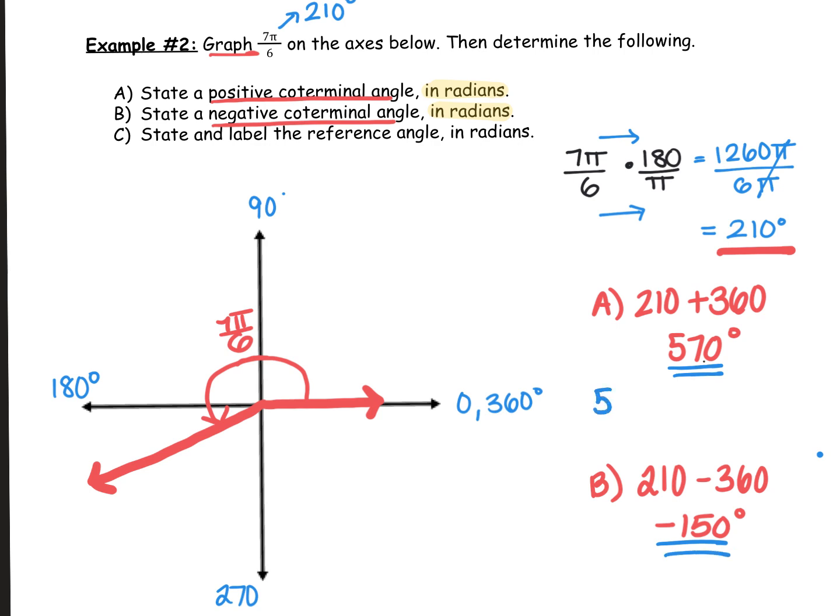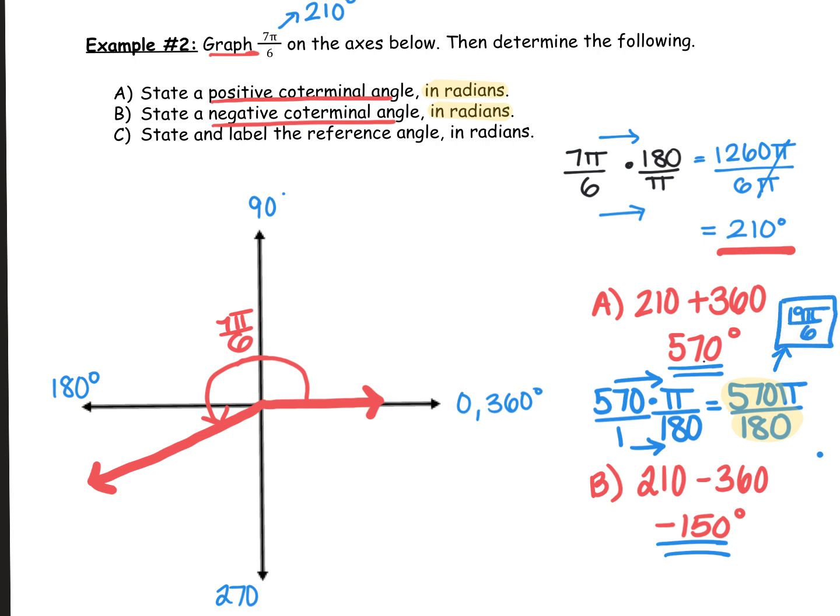Remember, I'll do the first one with you. 570 times pi over 180 will give us back radians. Put the 570 over 1 and multiply tops with tops, bottoms with bottoms. So 570 pi over 180. Now remember, this has to be simplified. So go ahead, simplify that, and then hit resume when you're ready. All right, so it looks like you should be getting 19 over 6. I'm just running out of space. So 19 pi over 6 should be your final answer there.